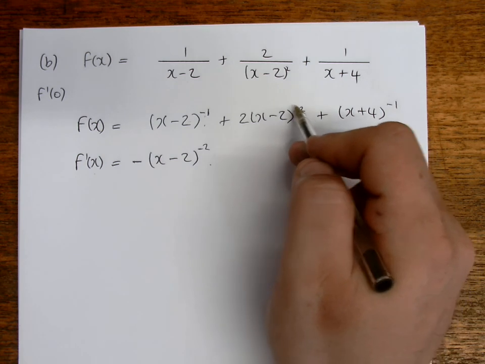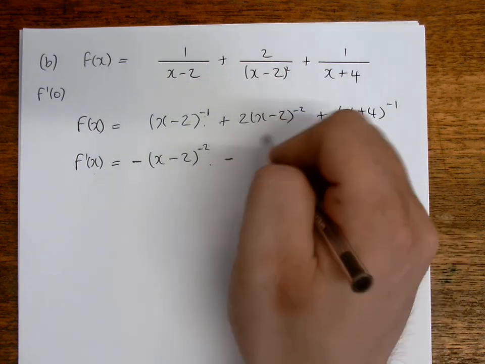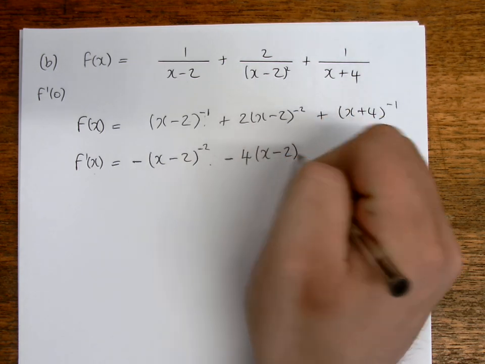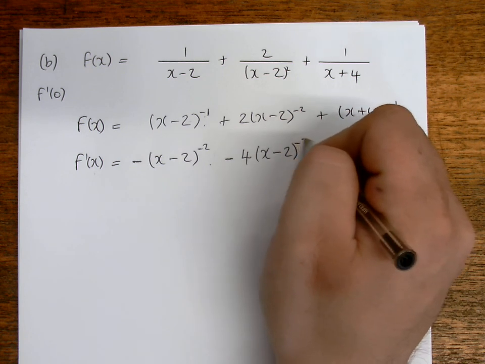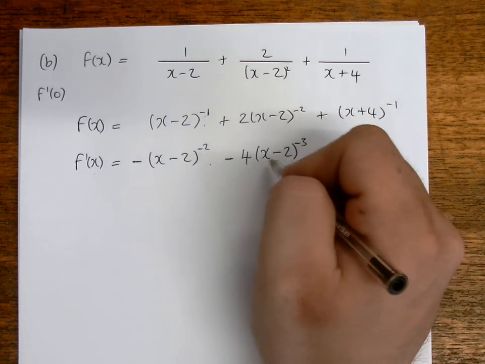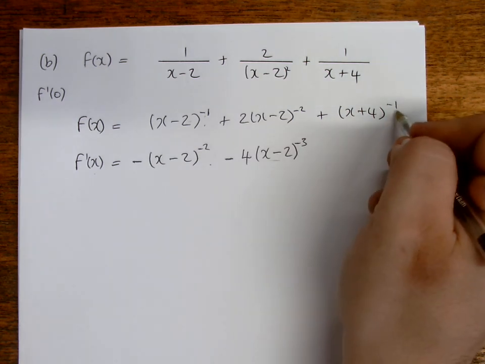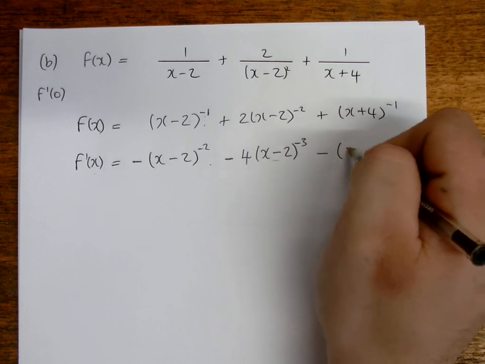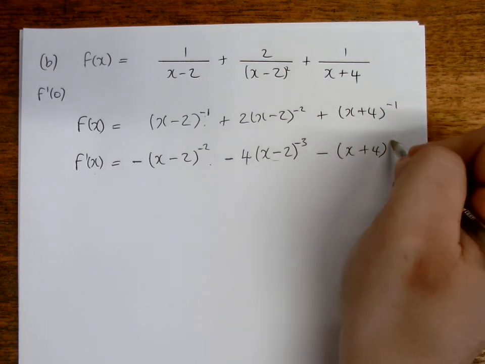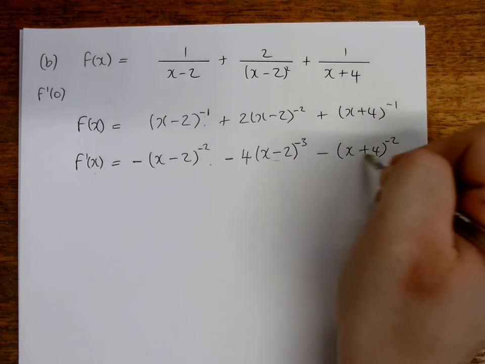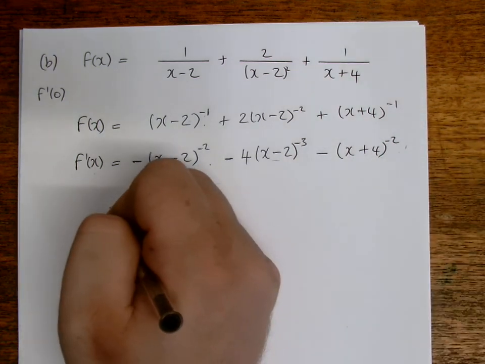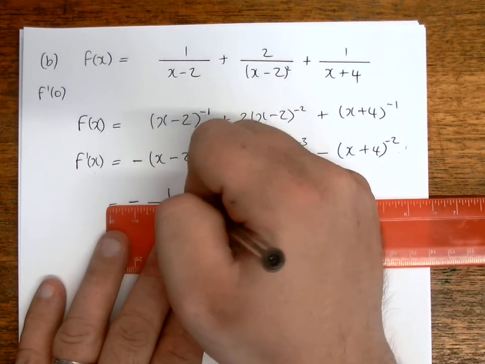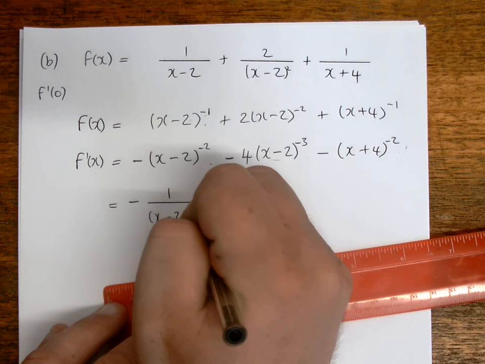Next one, this bracket. Bring that minus 2 down, so I get 2 times minus 2, which is minus 4, x minus 2, and then take 1 away from that power, minus 3, times the derivative in here, which is just going to be 1 again. And then this one, bring the power down, minus 1. I don't need to write 1. x plus 4, take 1 from there, so you get minus 2, and times the derivative in here, which is just 1. So you end up with minus 1 over, this here, x minus 2 all squared.